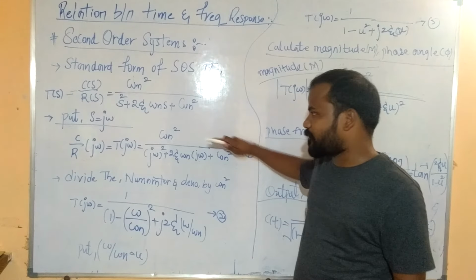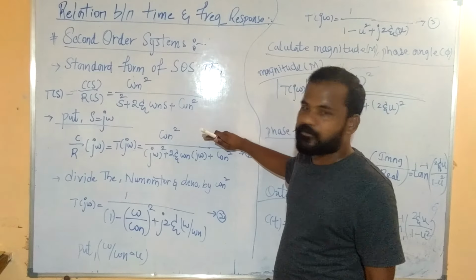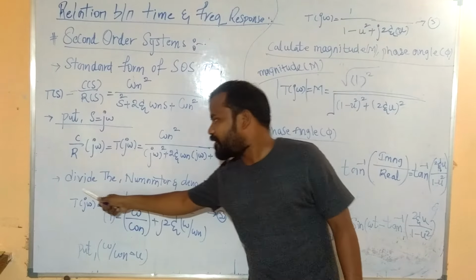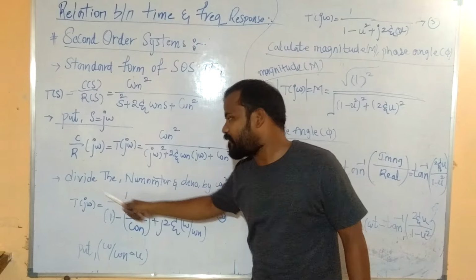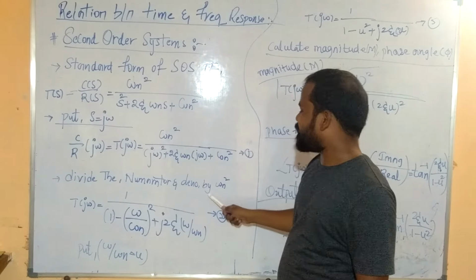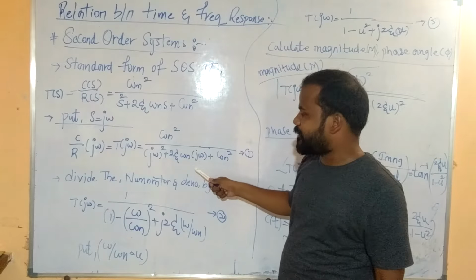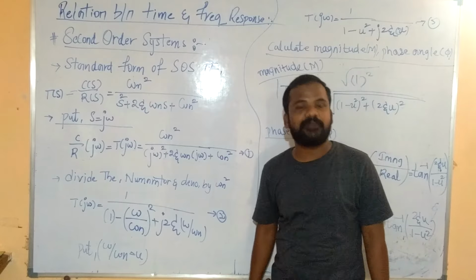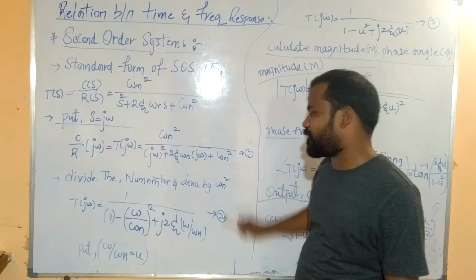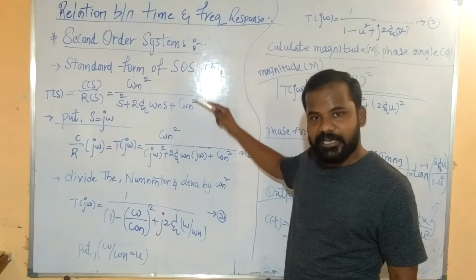After substituting s is equal to j omega, from this equation just observe, I am reducing the total transfer function. Here divide the numerator and the denominator by omega n square. So after dividing by omega n square in the numerator and denominator, T of j omega is equal to omega n square by omega n square, that is 1.